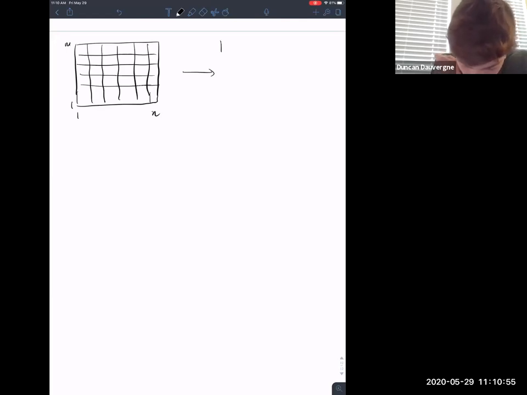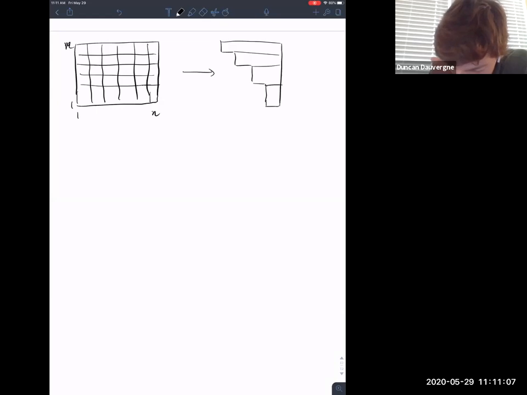And I'm going to pass to, maybe I'll stick with this in the n by n case. And when I get one tableau, I can record this one tableau as a bunch of entries in a triangular shape like this.